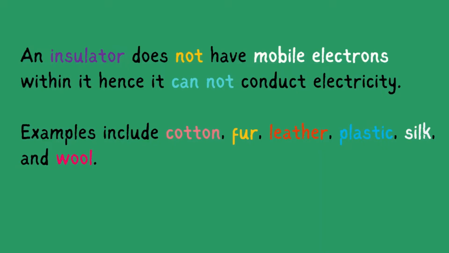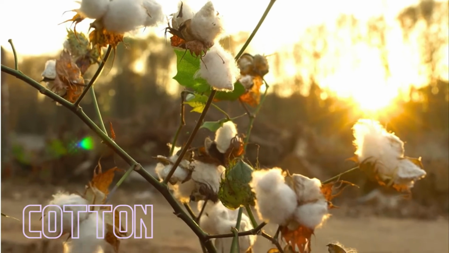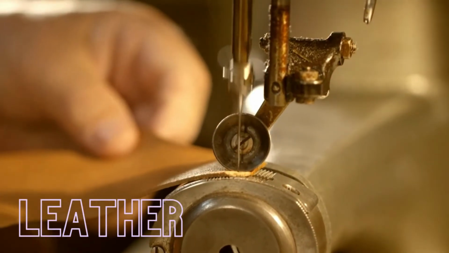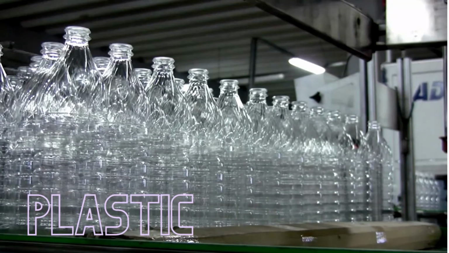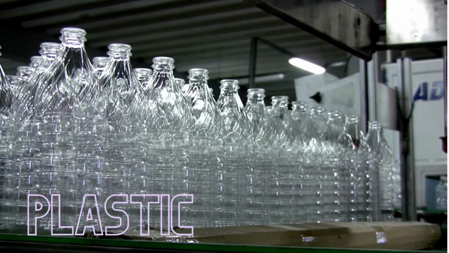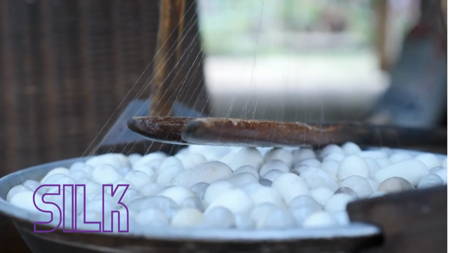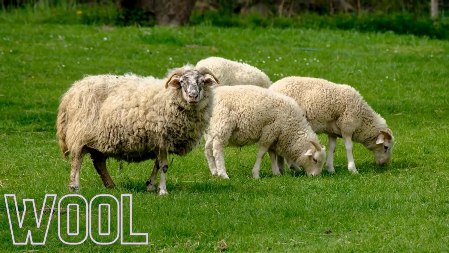Insulators. An insulator does not have mobile electrons within it, hence it cannot conduct electricity. Examples include cotton, fur, leather, plastic, silk, and wool.